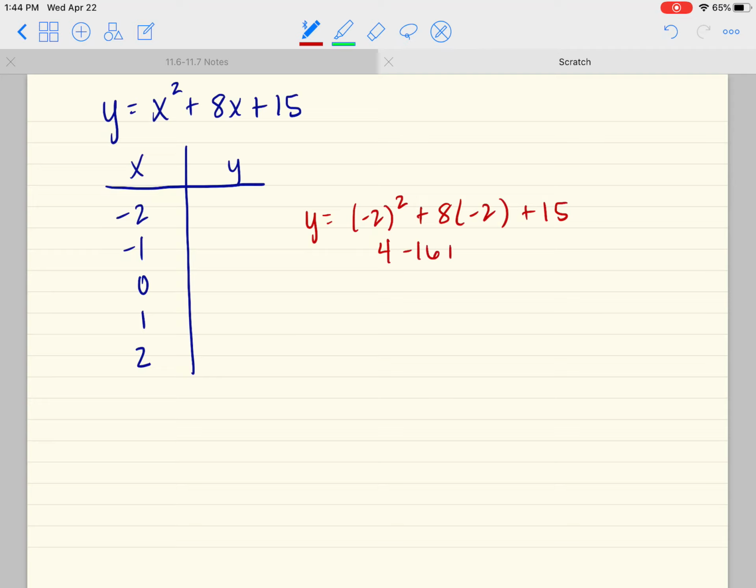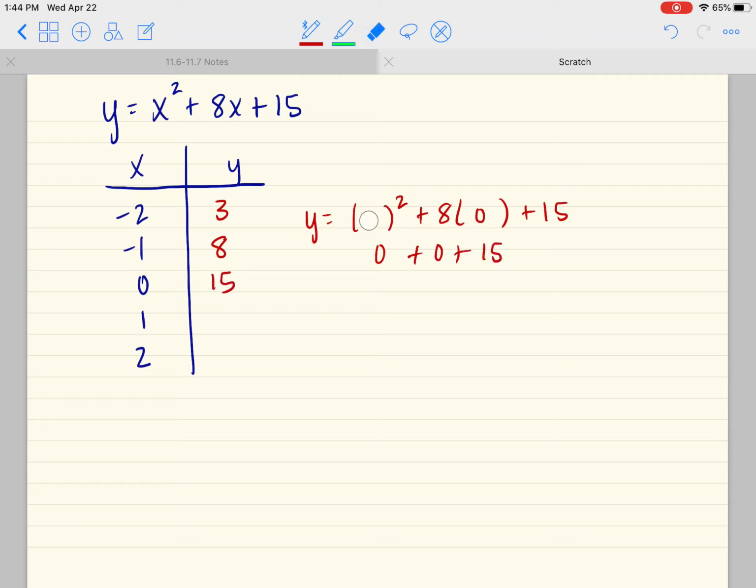So if I plug in -2, I would have y equal to (-2) squared plus 8 times negative 2 plus 15. So that's 4 minus 16 plus 15. It's negative 12 plus 15, which is 3. So I get a y value of 3. Okay, let's do that again. Let's see what happens when we plug in a negative 1. Negative 1 squared is 1, and then minus 8, and then plus 15. That's negative 7 plus 15, which is 8.